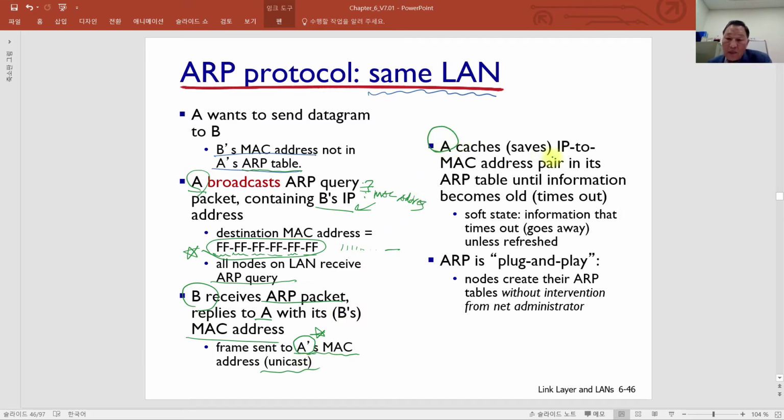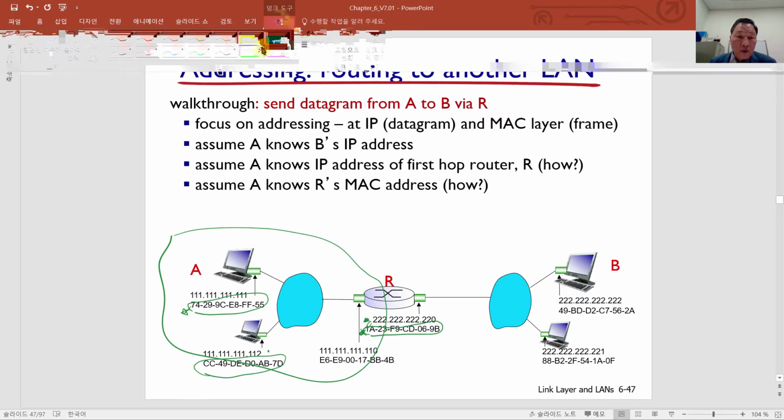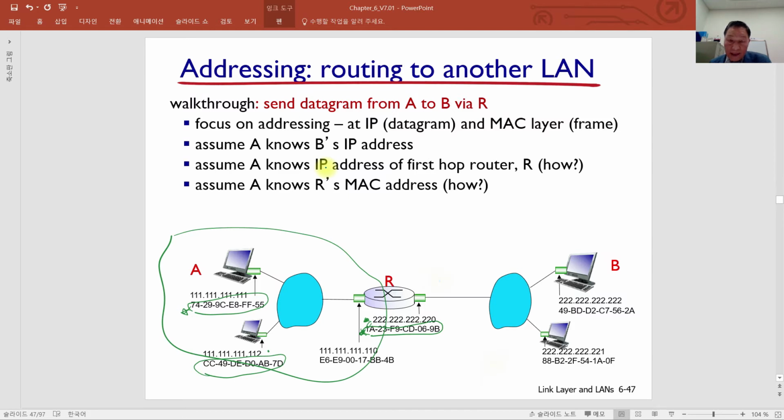Then A, once it knows this MAC address, caches it, saving that IP to MAC address pair in its ARP table until the information becomes old, that is, until it times out. It is soft state: information that times out unless refreshed. If the value is 20 minutes, then after 20 minutes, if it is not being used anymore, it will be gone. Here ARP works in plug and play mode. Nodes create their ARP tables without any intervention from a network administrator, so the ARP table is configured automatically.